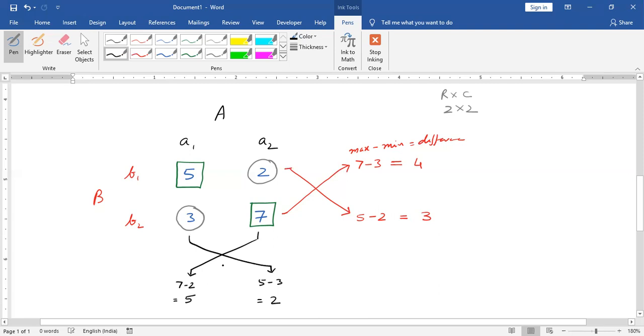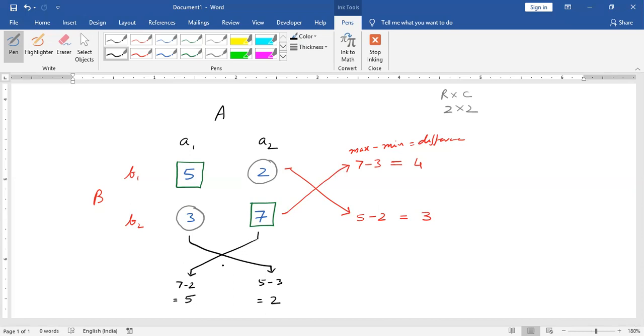Right. What we did: we calculated the difference of the first row and mentioned it in front of the second row. We calculated the difference of the second row and mentioned it in front of the first row. We calculated the difference of the first column and mentioned it below the second column. Now we find the difference of the values of the second column, and we mention it below the first column.